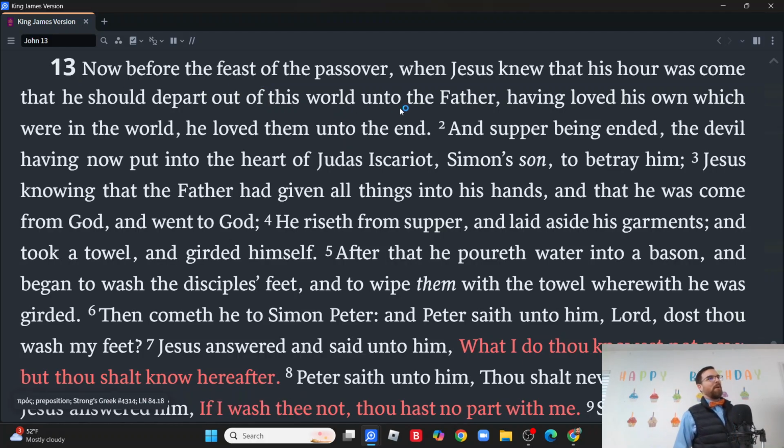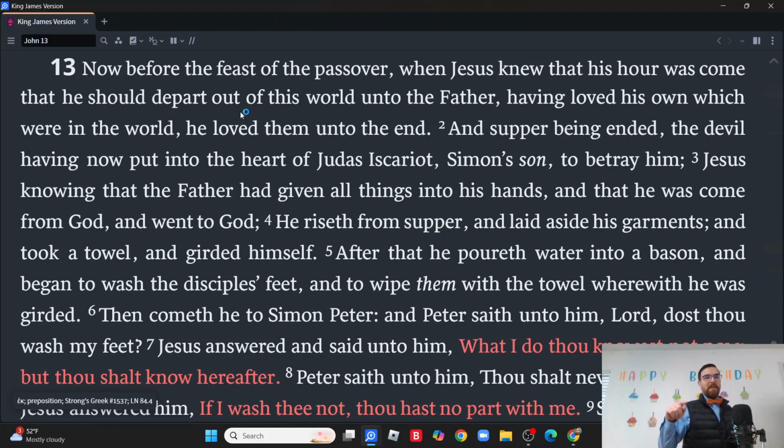How did Jesus depart out of this world? That's getting to the main verb. So was it an easy departing? No. What happened to Jesus for him to depart out of the world? Yeah, it was a horror show. Awful.